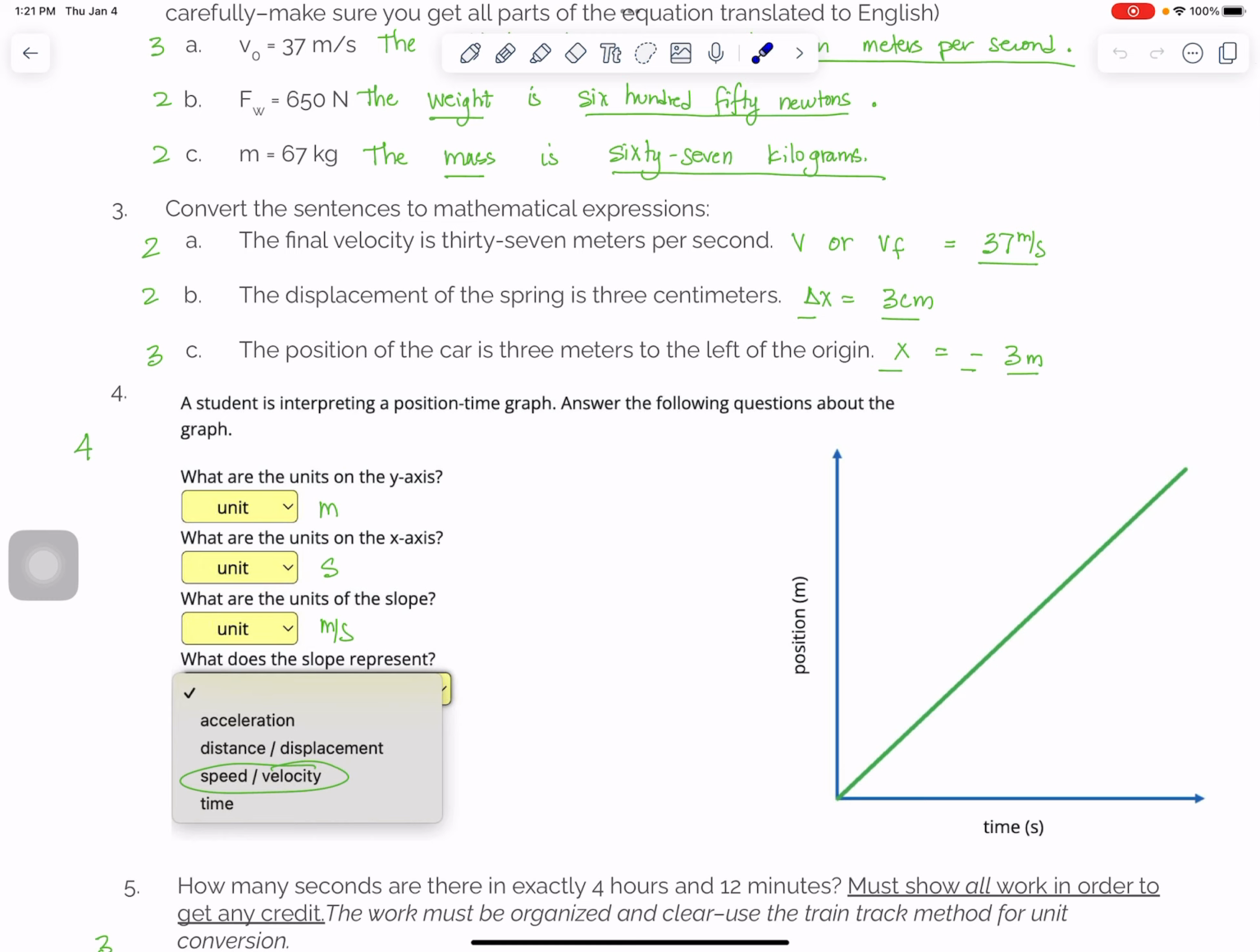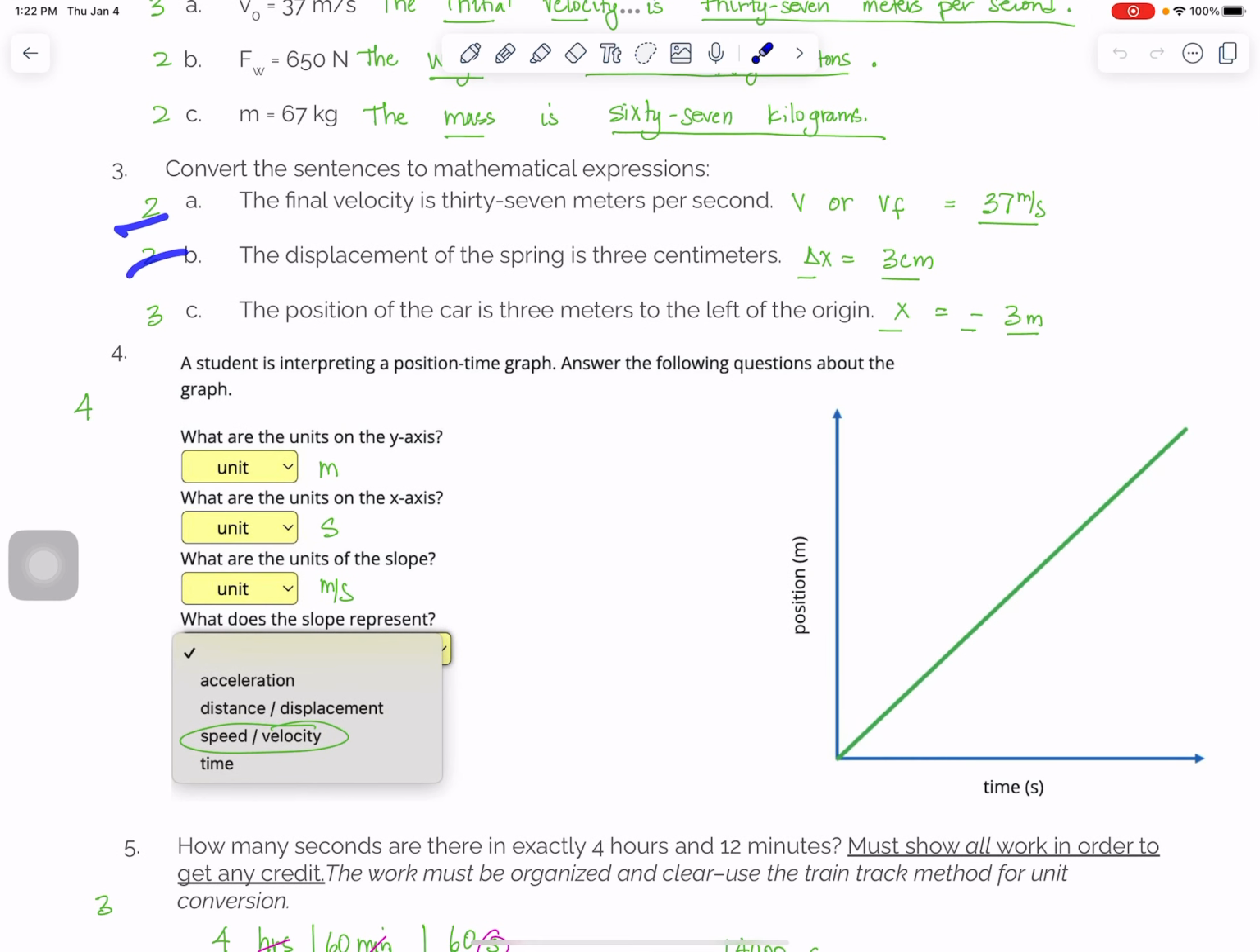Now, convert the sentences to mathematical expressions. So the V final, 2 possible symbols, either just plain V or V with a subscript F, is 37 meters per second. Displacement has to have the delta in it, so delta x is 3 centimeters, and then position has no delta, and then to the left is negative, and then 3 meters. Okay, and points 2, 2, and 3.